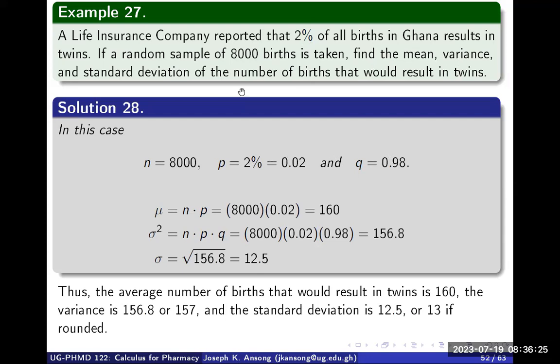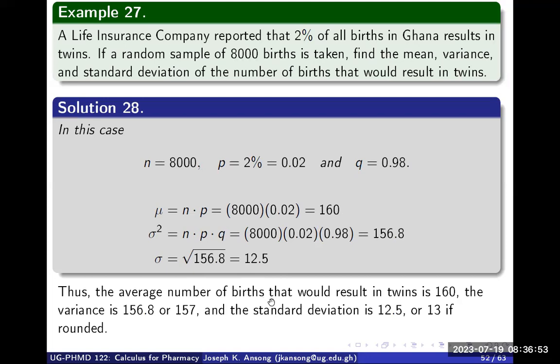Find the mean, the variance, and standard deviation. The mean is just n times the probability. So in this case, we have 8,000 multiplied by the probability of 0.02, that gives you 160. And then the variance is npq, take n times p times q, you have 156.8. And then the standard deviation is the square root of this, which is 12.5.